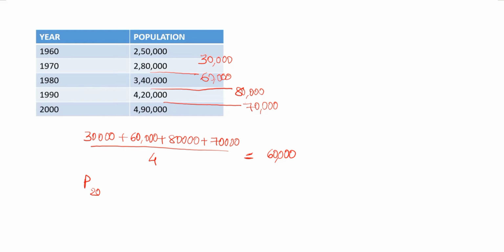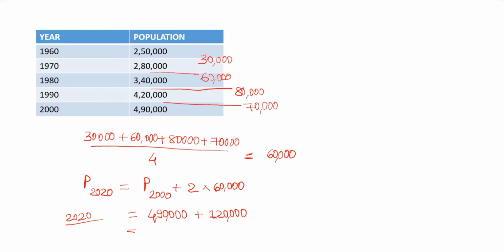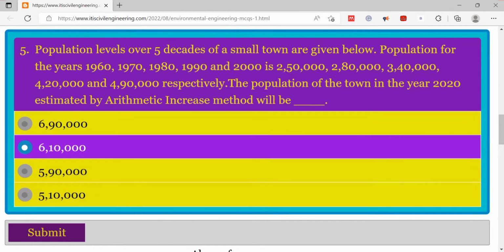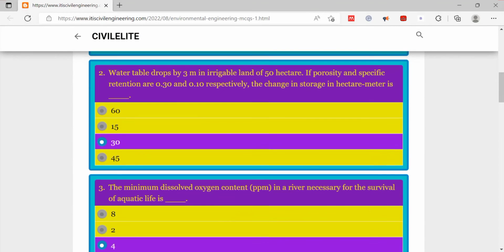Now we have to find the population of the year 2020. So it will be equal to the population of 2000 plus n into the average increment. Now here n is 2. Why? Because it's asked for the year 2020, and from 2000 to 2020, that is 2 decades. So it will be 2 into 60,000. That is 4,90,000 plus 1,20,000, which is, we get it as 6,10,000. That is our correct answer, is 6,10,000. Whenever you are practicing, you can click on submit to see the answers.